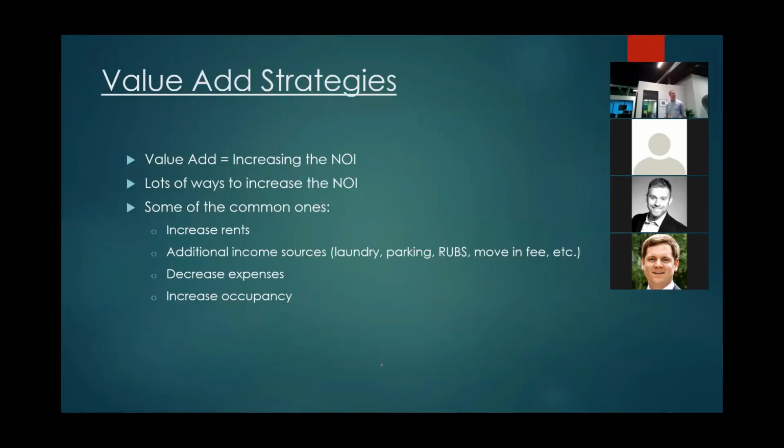Then value add strategy, you heard me say that before. When people say value add, what it comes down to is increasing the net operating income. That's how you add value to a property, is increasing that number. There's literally hundreds of ways to do it. Some of the most common ones are increasing rents, adding additional income sources like laundry, parking, or ratio utility billing systems. That's just charging back things like water or different utilities. You can add in different fees. You could decrease expenses. Maybe the property is 80% occupied and you think you can get it to 95. Those are just a few of the common ones of implementing a value add strategy, which is a real common investment strategy.